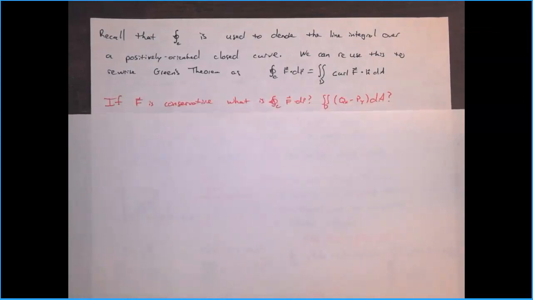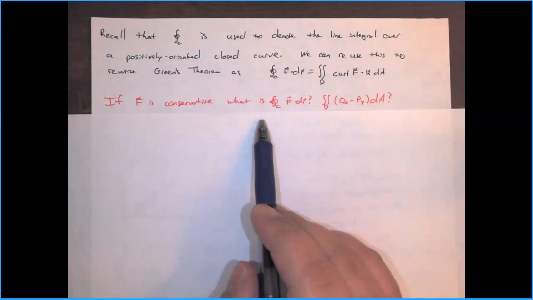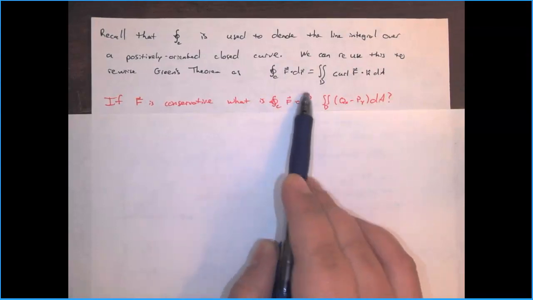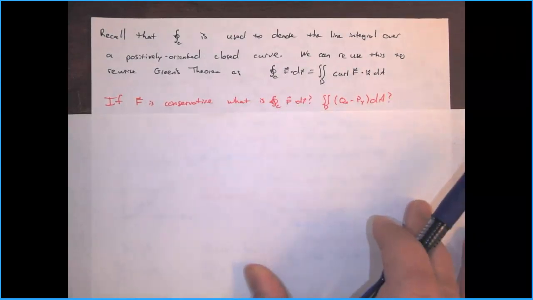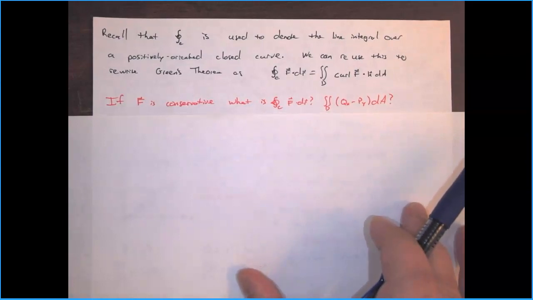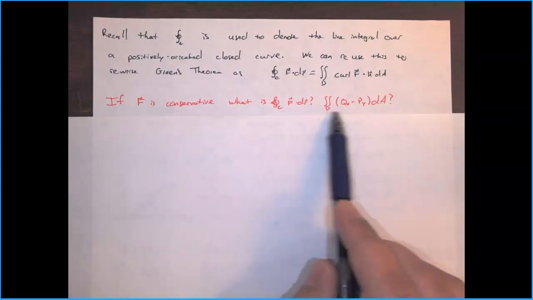If f is conservative, what happens? Well, we know that if f is conservative, then we can use the fundamental theorem of line integrals, and over a closed curve, this integral should be zero. We also know that for a conservative vector field, the curl is 0. So this integral is 0.